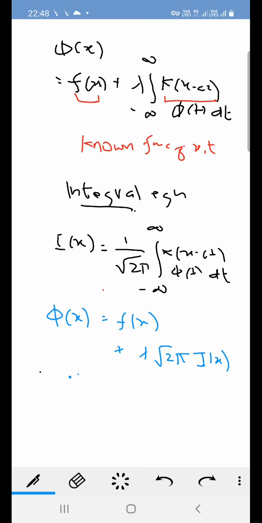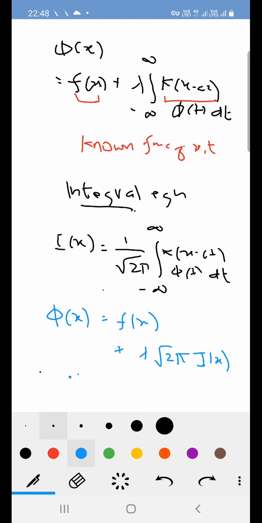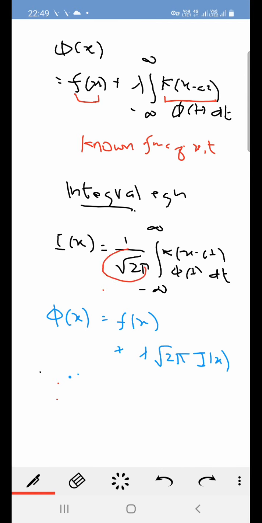So here this got multiplied to this I(x), and the expression that is left is simply f(x). So it will be lambda into root 2 pi into I(x), and f(x) remains as it is.